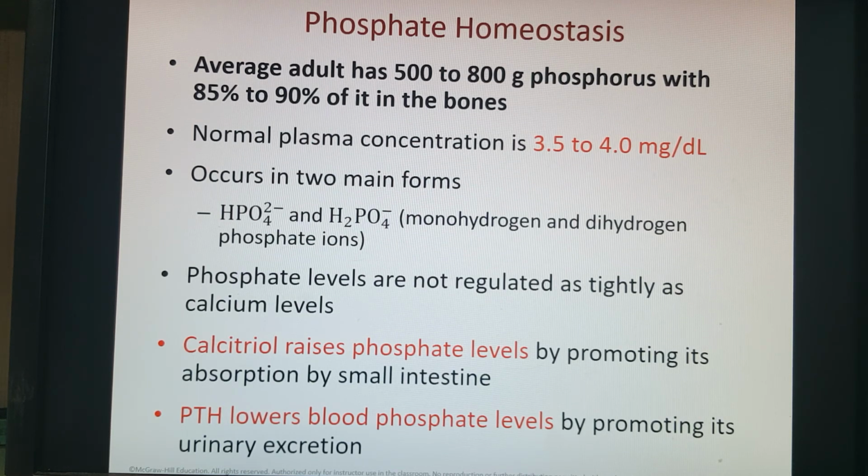Okay, so with our phosphate portion, that's also regulated by hormones, just only 2 of them. Calcitriol is going to raise phosphate levels by promoting absorption in the small intestines. Your parathyroid hormone is going to lower phosphate levels by promoting urinary excretion, so more of it's going to be lost to urine.